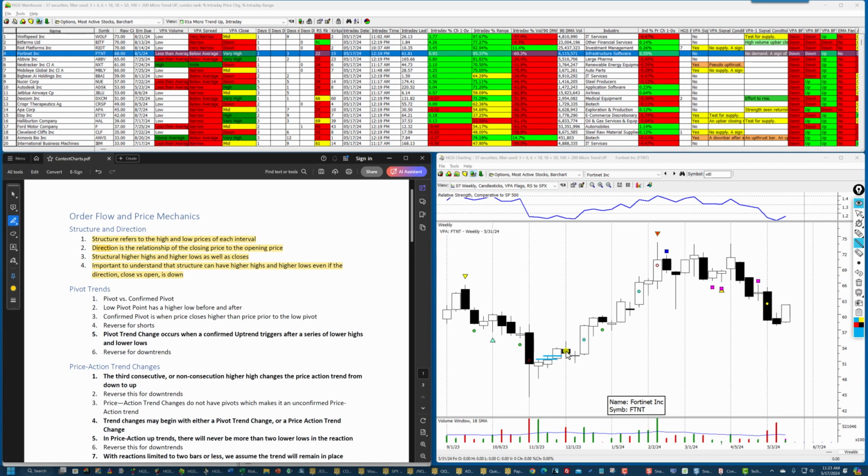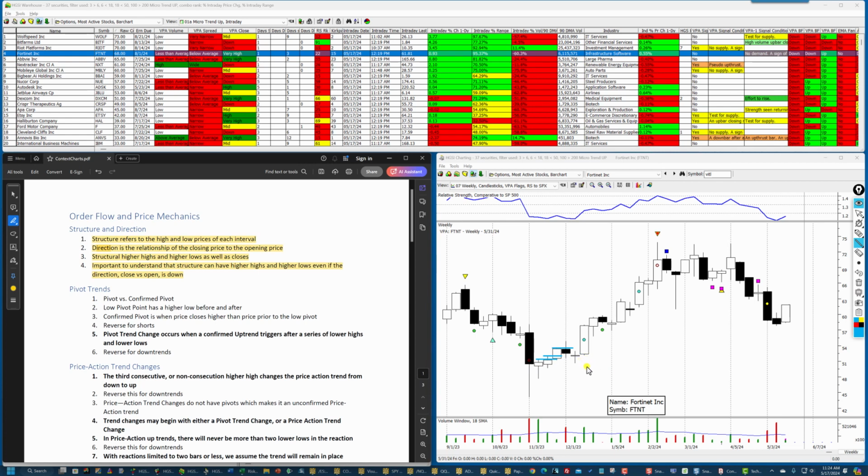And even though on this chart the structure is negative, this is the third higher high here. 1, 2, 3, because the high was above this line. And then it pulled back for 1 week. But the price trend change had begun.